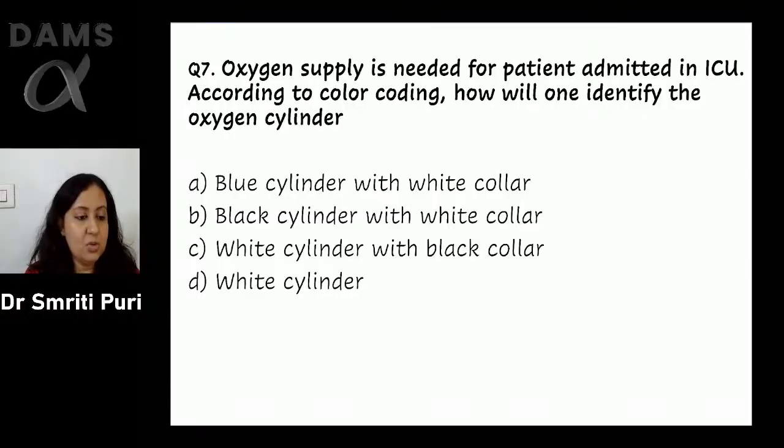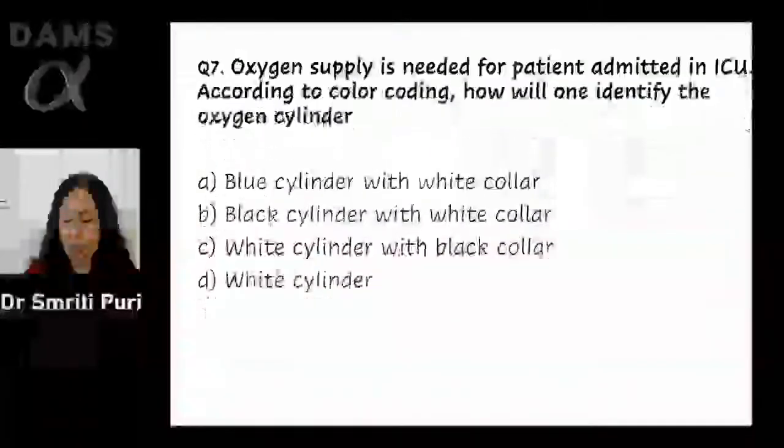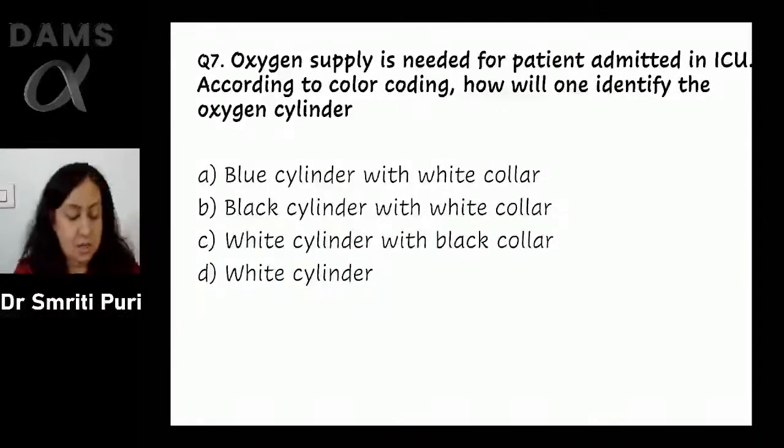Coming to the next question, question number 7. Oxygen supply is needed for a patient admitted in ICU. Okay, there's some issue with the numbering of the questions. I'm sorry, but answer according to the display on the screen. According to color coding, how will one identify the oxygen cylinder?